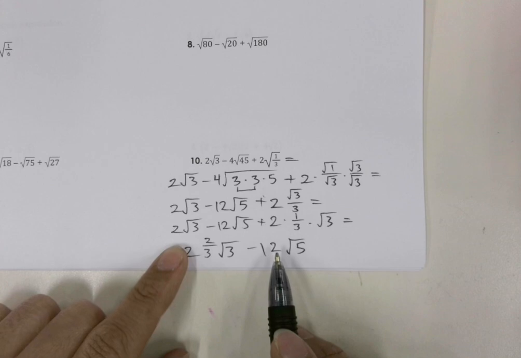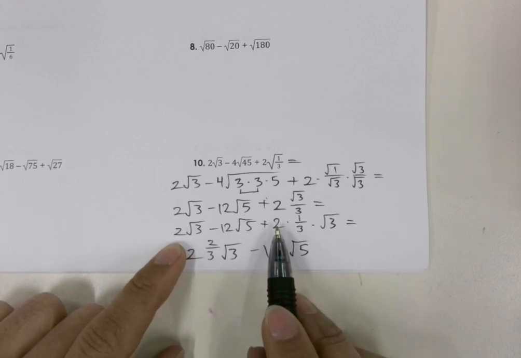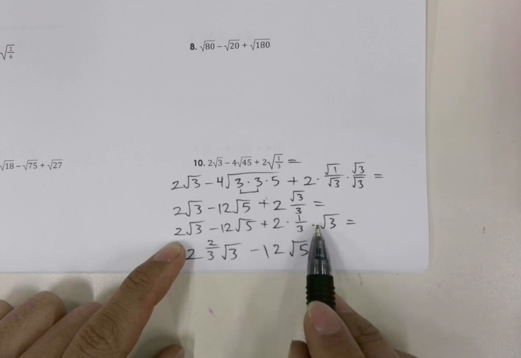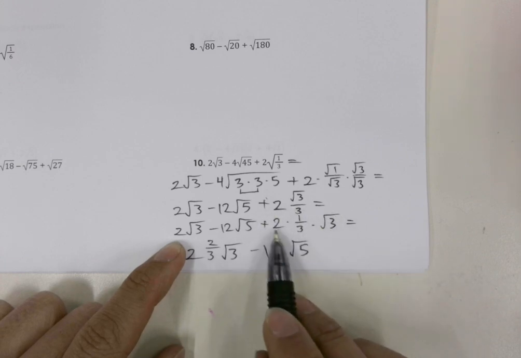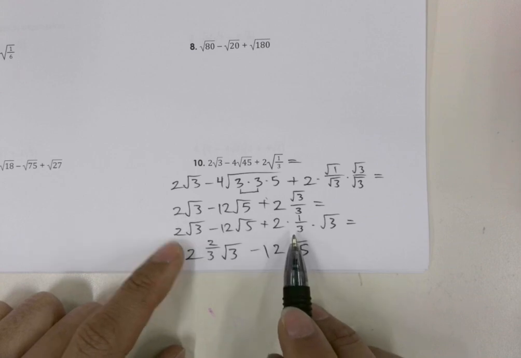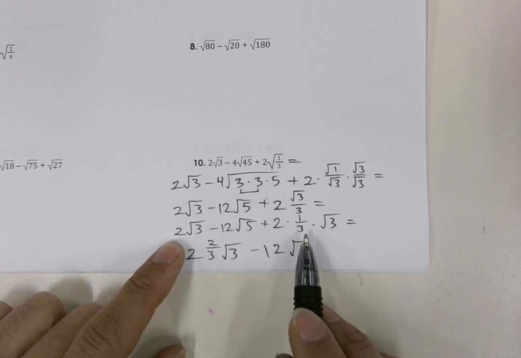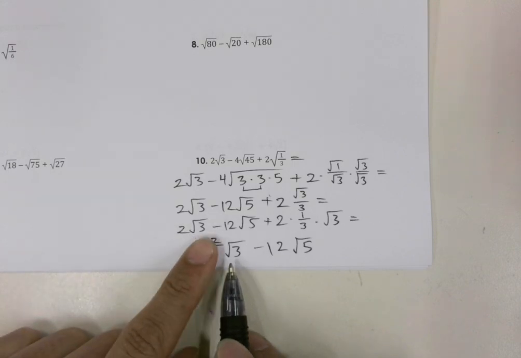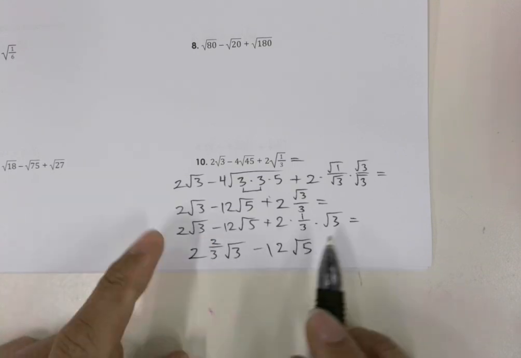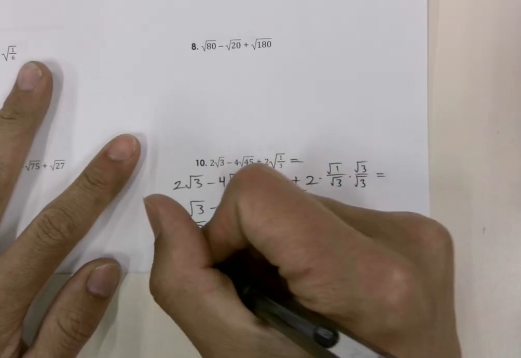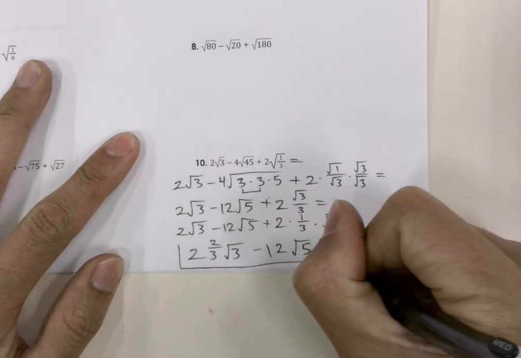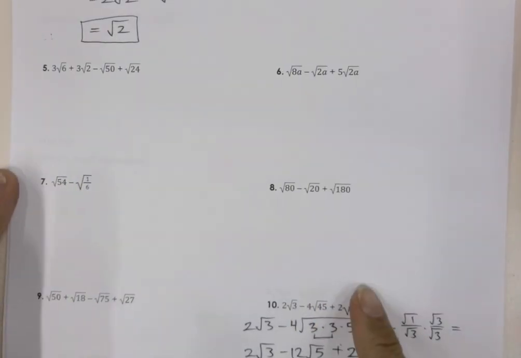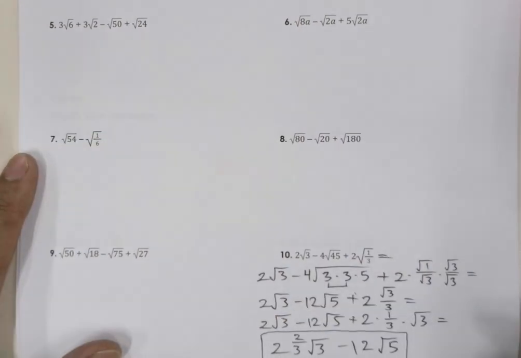Are we okay with that? So what are we doing? We're saying 2 times 1/3 is going to be 2/3 times square root 3. So it's 2/3 square root 3. And we're adding 2 plus 2/3. It gives us 2 2/3 times square root 3. All right, combining these like terms. And so that's our final answer. And then I'll let you chew on the rest of these problems over here.